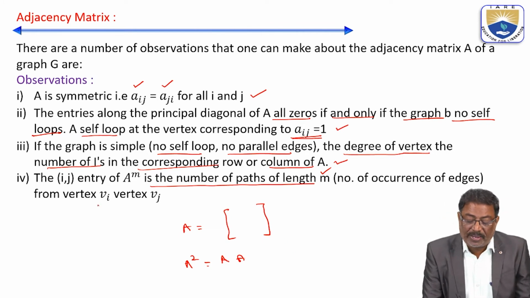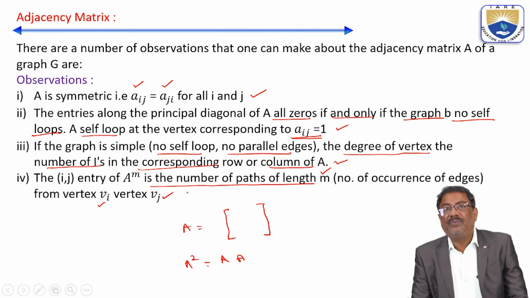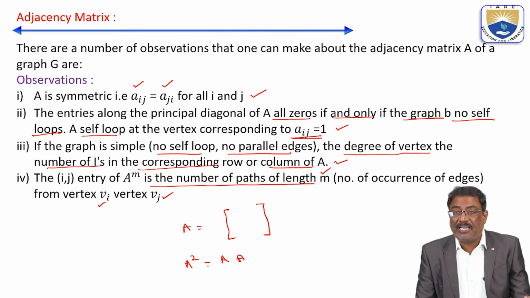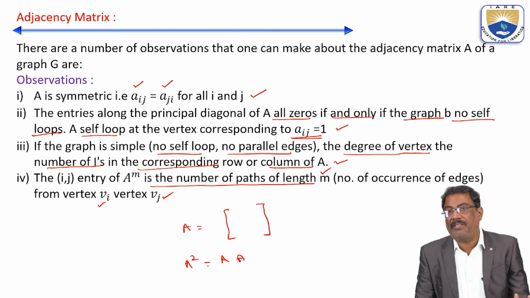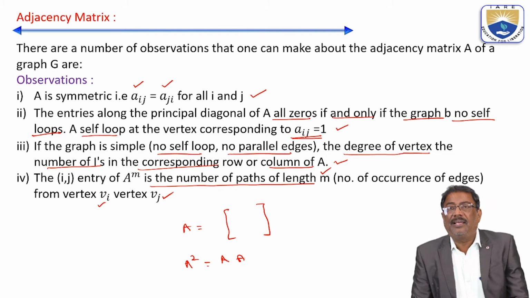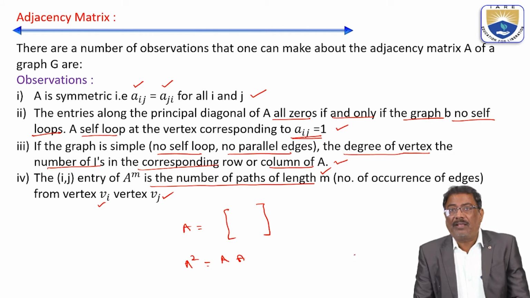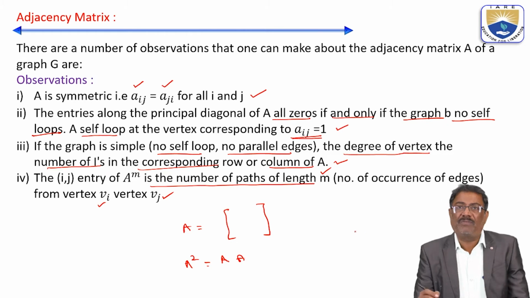From the vertex Vi to Vj, if the i comma jth position has an element equal to 1, then there is a path from V1 vertex to Vj vertex, or from V1 vertex to V2 vertex, of length 2.